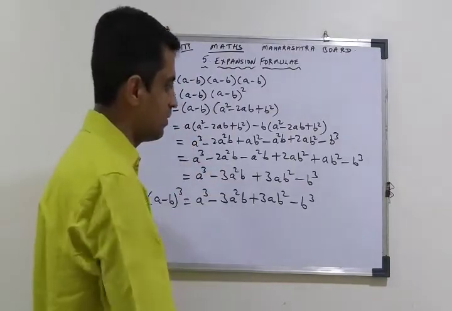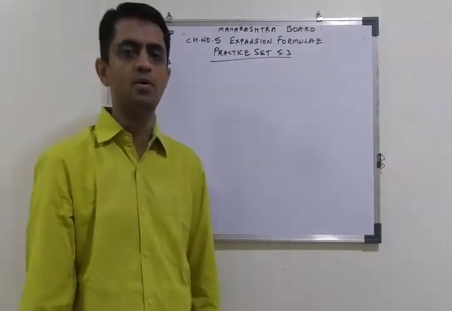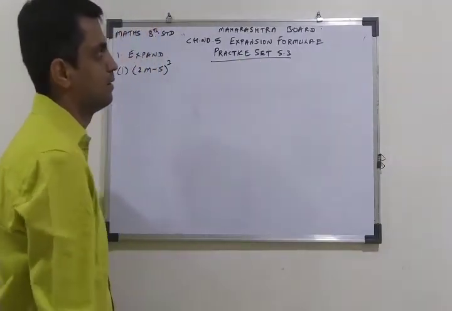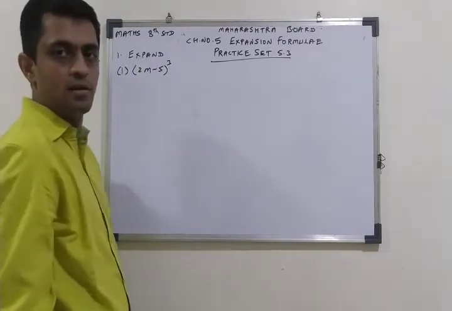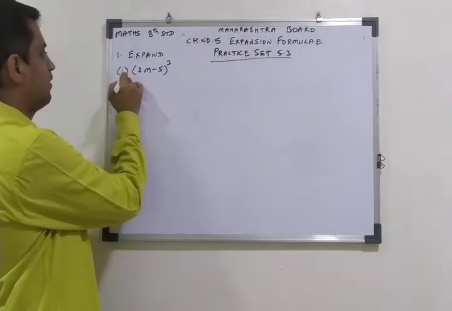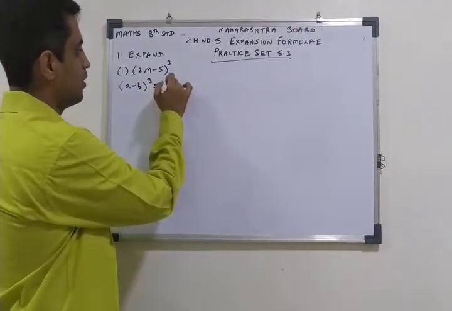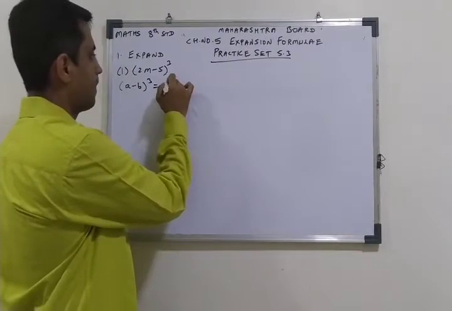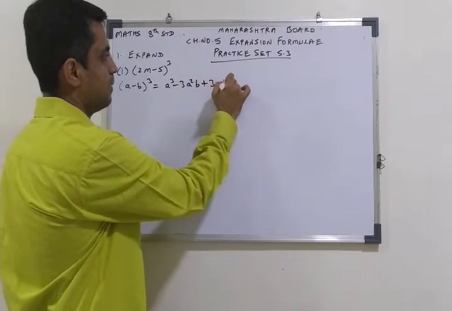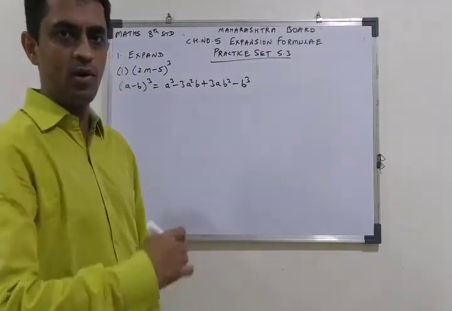Okay, then we are going to see now exercise 5.3. We have seen that formula, a minus b the whole cube. Based on this, now we are going to solve this practice exercise number 5.3. Let us expand the first one. Now, this sum has a minus sign, so we are going to use the formula of a minus b the whole cube. A minus b the whole cube is what? Yes, a cube minus 3a square b plus 3ab square minus b cube. Correct? Okay, so we are going to use this formula.